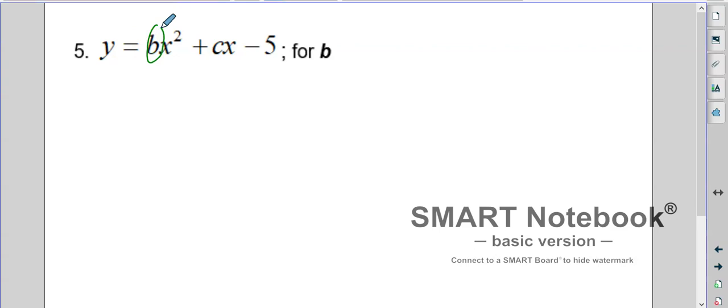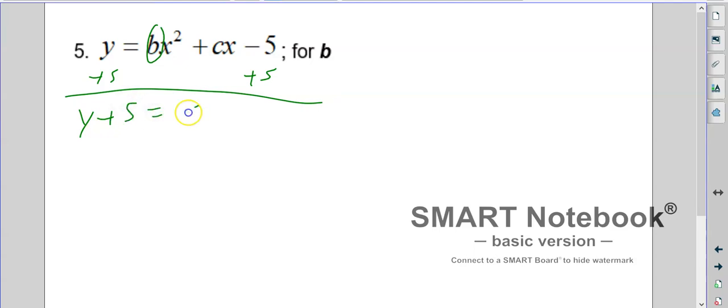So I'm going to get rid of one thing at a time. I'm going to get rid of this 5. So I'm going to add 5 to both sides. Technically, if you wanted to, you could get rid of the cx now because it's subtraction. But I'm just going to do baby steps right now. Y plus 5 is equal to bx squared plus cx.